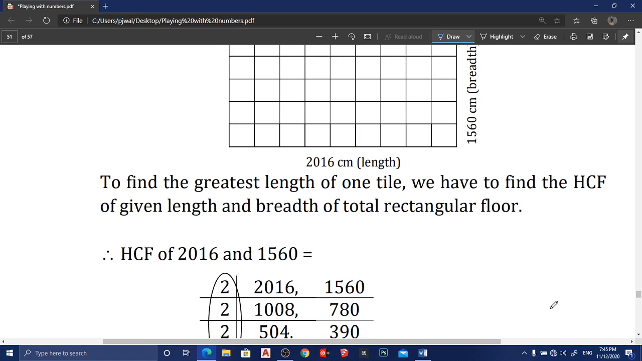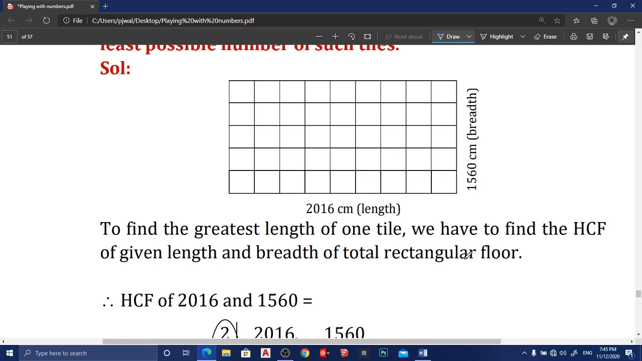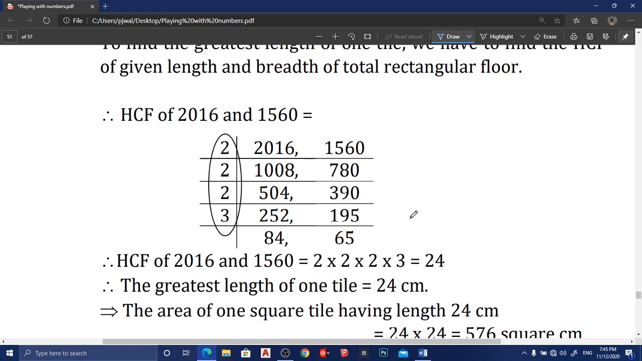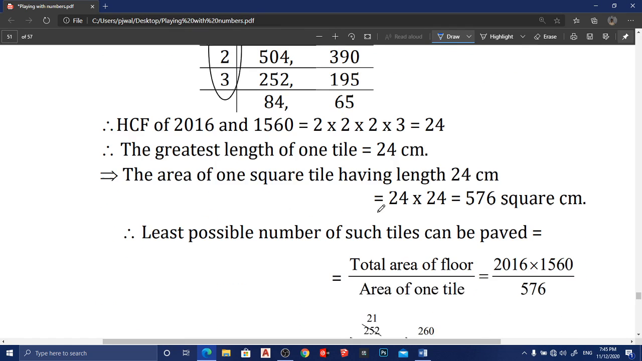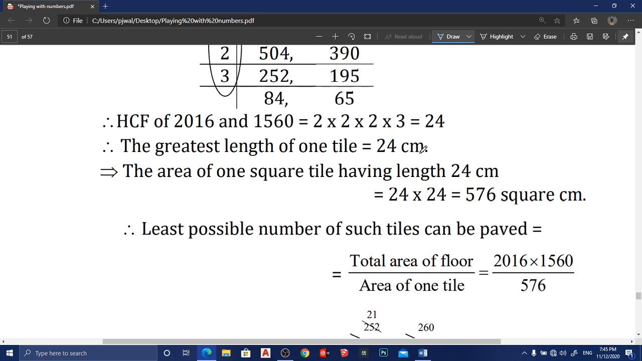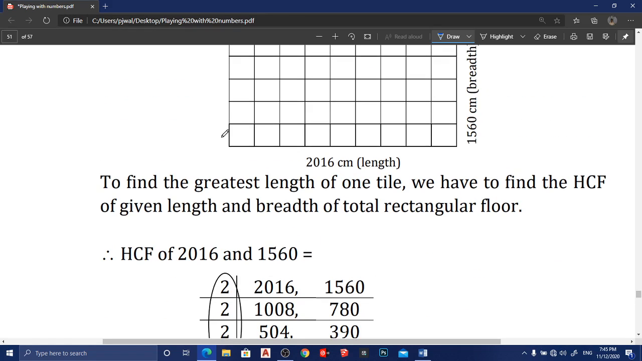So first we are finding out the greatest length of one tile. By taking the HCF of these two numbers you can find out the greatest length of one tile, that means the side of the square. Then you can find out the area of one tile. If you divide the total area with the area of one tile, you can find out the total number of tiles you can pave on the rectangular floor.